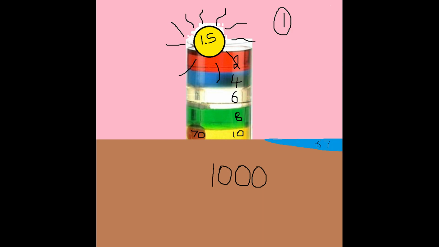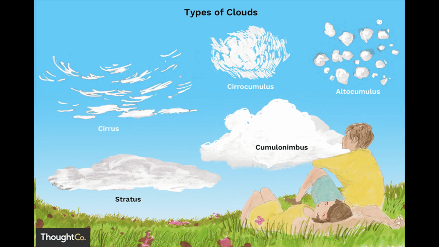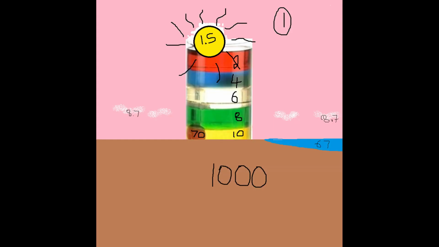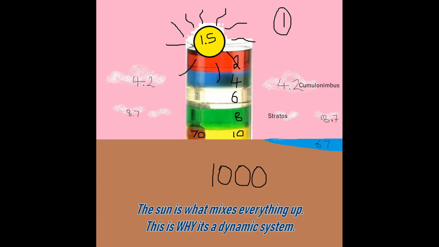And now I think we'll have some clouds, some stratus and cumulonimbus. So we'll give the stratus clouds, they're the lower levels, the value of 8.7. And the cumulonimbus clouds will get the value of 4.2 because they're a little bit higher in the atmosphere. And now you're telling me that the clouds are more dense than the sun. Looks like I picked the wrong week to quit sniffing blue.